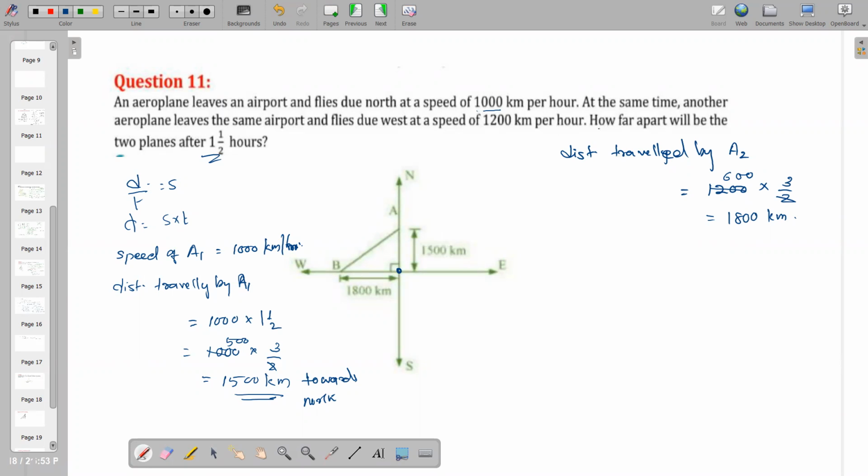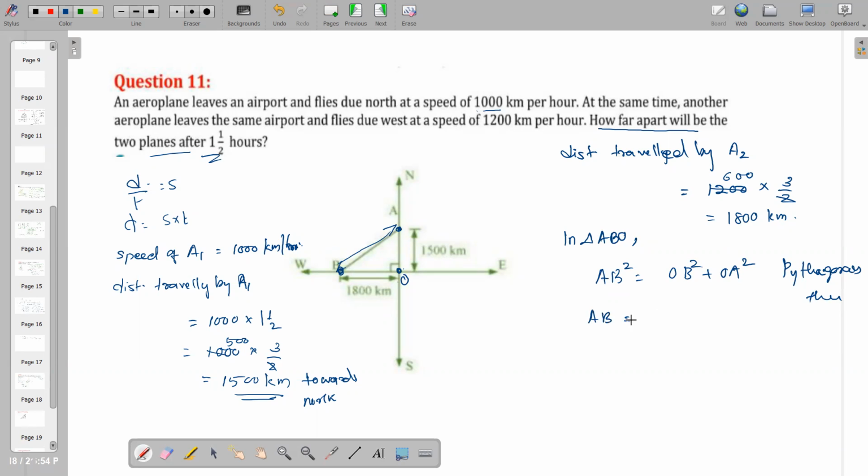Then what's the question? How far apart are they after 1.5 hours? After 1.5 hours, the plane towards west reached 1800 kilometers away, and the other one reached 1500 kilometers. So what should this distance be? That's the question. In this triangle, we take ABO. In triangle ABO, we have AB square equal to OB square plus OA square. Pythagoras theorem again.